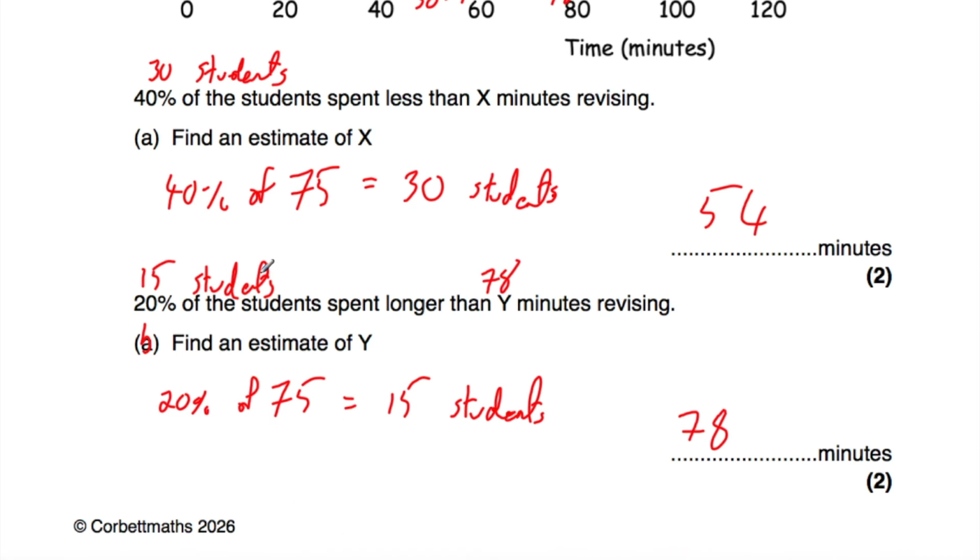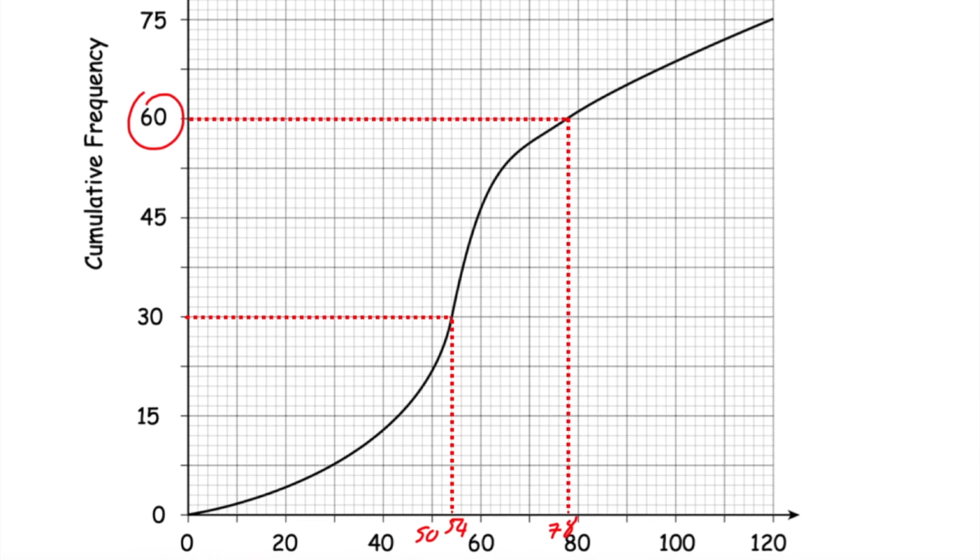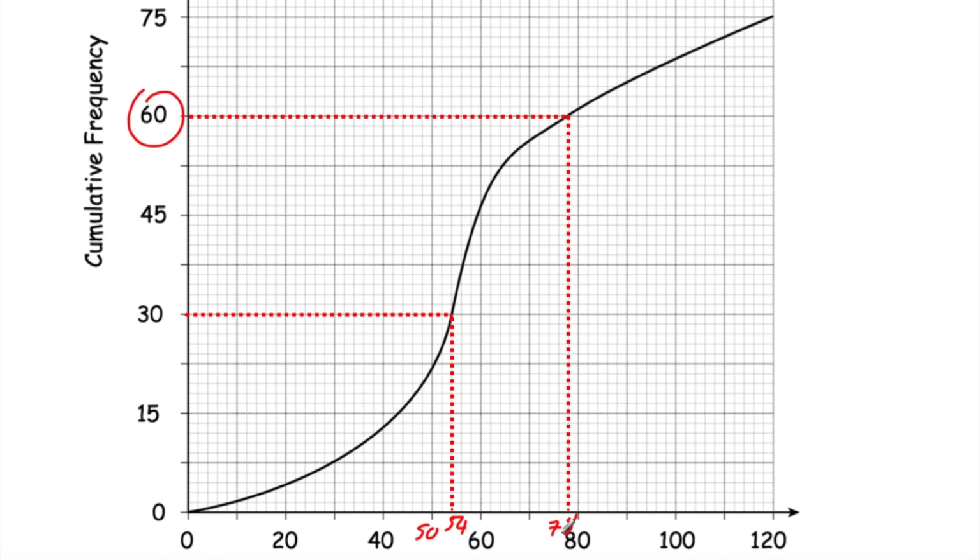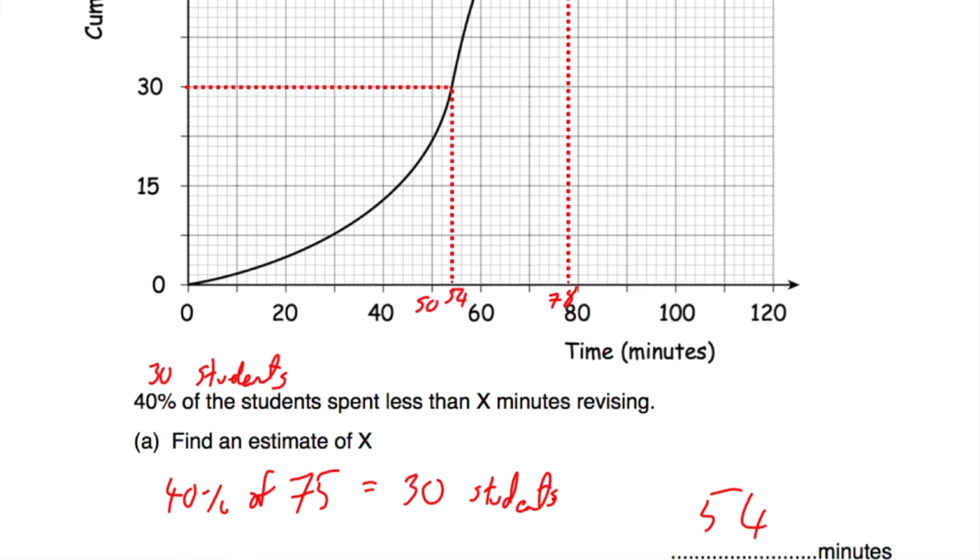So that means that 15 students, which is 20% of them altogether, spent longer than 78 minutes revising. And let's just go up and check that makes sense. If you go to 78 minutes up and across, you get the 60. That means that 60 students spend less than 78 minutes, so the remaining 15 spend more than 78 minutes revising. And that's it. So that would be 78 minutes.